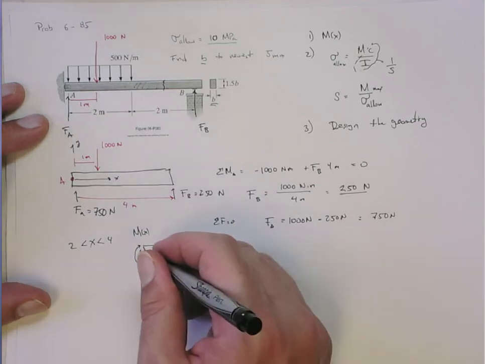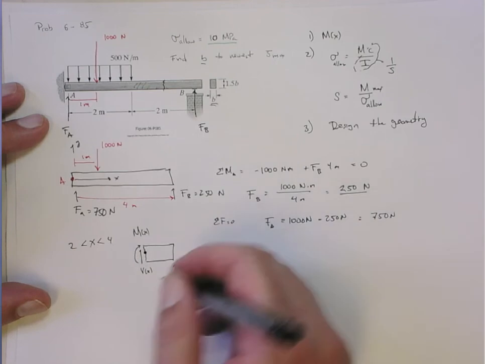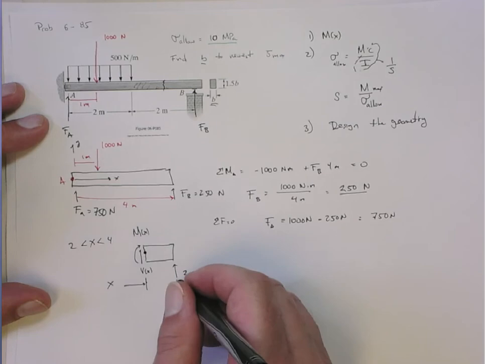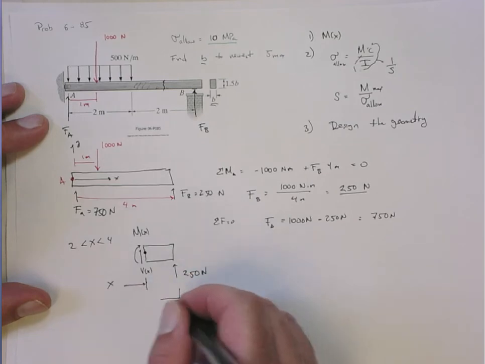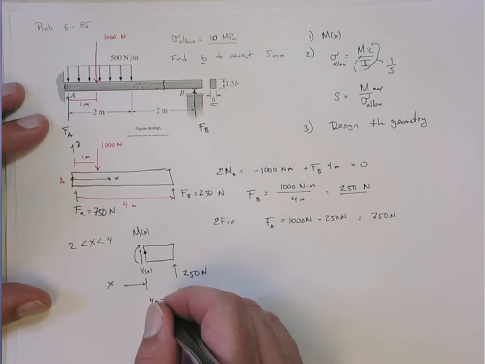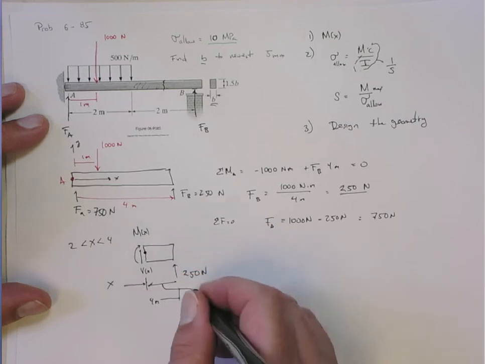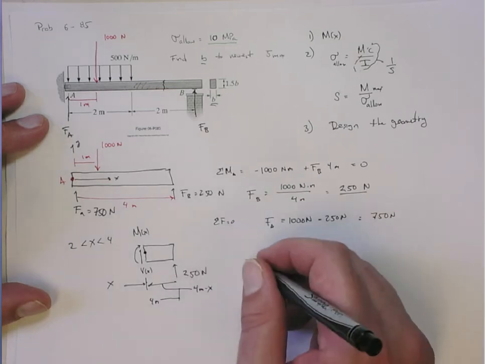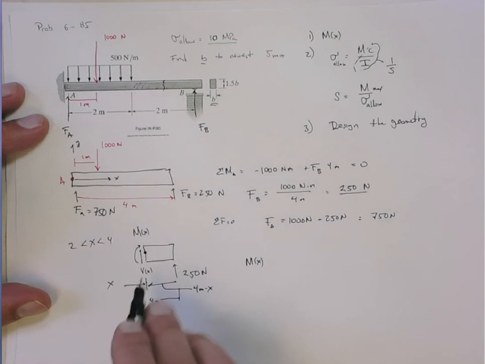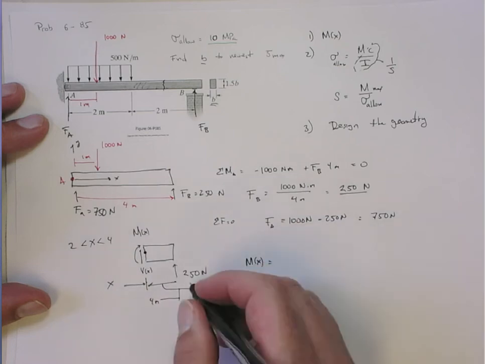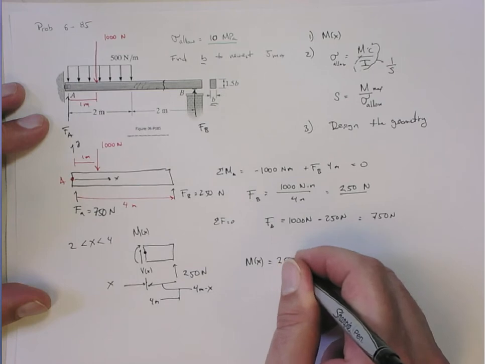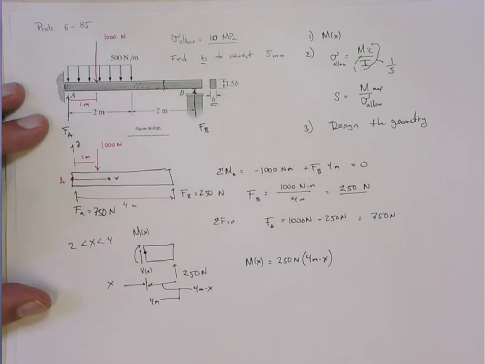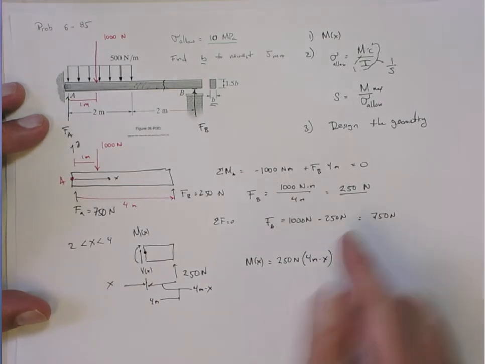So if we do sum of moments around this point, what you get is, oh, I'm sorry, this distance here is x, and so this distance to this point is 4 meters. So this distance here is 4 meters minus x. So the internal reaction moment equals 250 newtons times 4 meters minus x. So that's the equation. So it's a linear function. So it vanishes at this point.